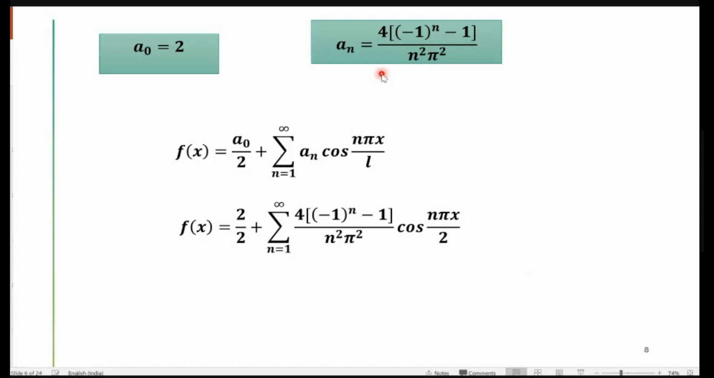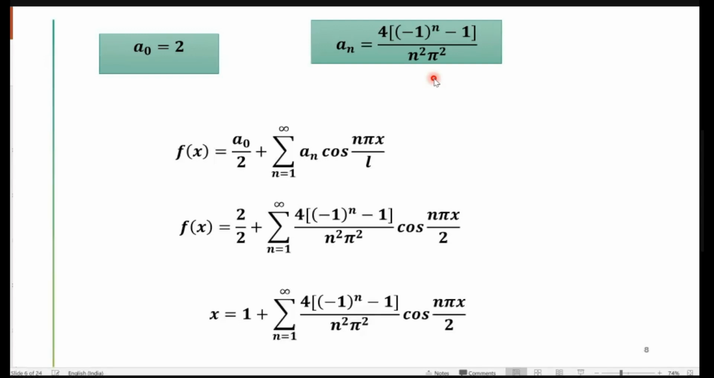You have to always check after calculating an or bn whether this value of an, whatever we have got, is true for all the values of n. It is true here because it's becoming infinity only for n equal to 0. लेकिन n equal to 0 हमारे सीरीज में आता ही नहीं है, so we need not bother about that. This is true for all the values of n from 1 to infinity. So we have got f of x is equal to this, 1 plus cos.